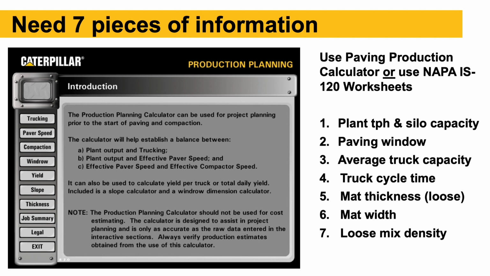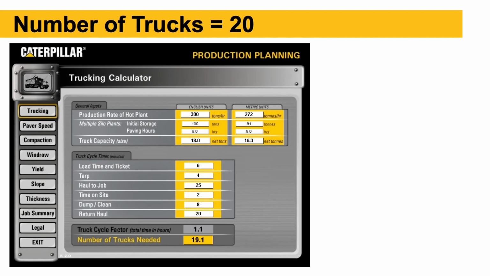Average truck capacity and truck cycle time, that's easy to get. You just have a foreman, superintendent, somebody drive the job from the plant to the job site and back to the plant. That's our cycle time. It will vary throughout the day depending on traffic. Mat thickness, or loose mat thickness, that's easy to figure out, and mat width, we know that from our job specs. Probably the hardest information to get is number 7 there, the loose mix density. You'll be able to get that from the asphalt laboratory or the plant people as well. So many pounds per cubic foot. We use the NAPA worksheets, or the picture you see on the slide here is just using an app.